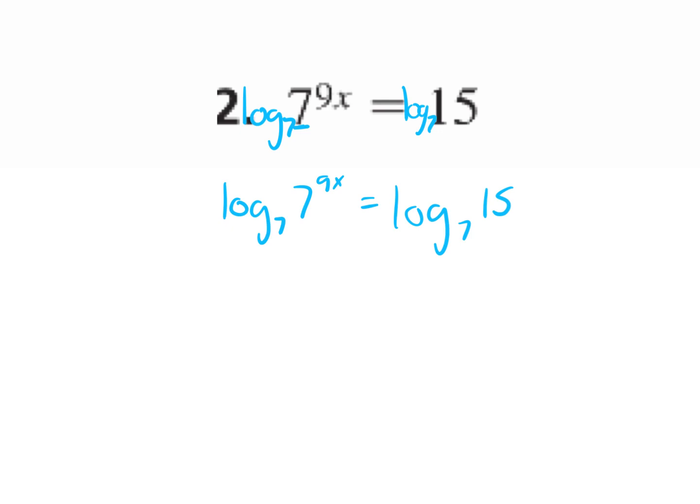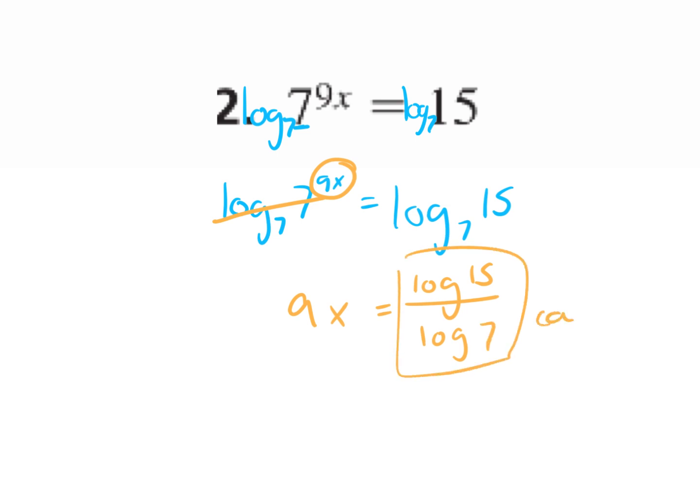What do you think I can do next? Perfect. Log base 7 of 7 cancels, so I'm just left with 9x. So 9x is equal to, how can I simplify log base 7 of 15? Log of 15 over log of 7. Now we're going to put this into the calculator. So we should get 1.392.